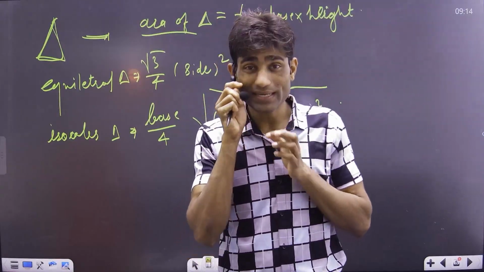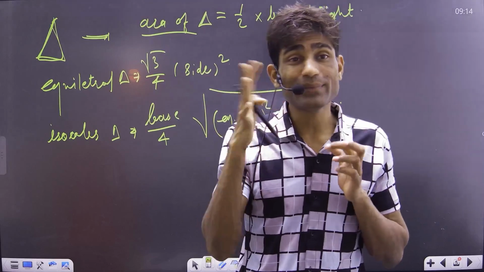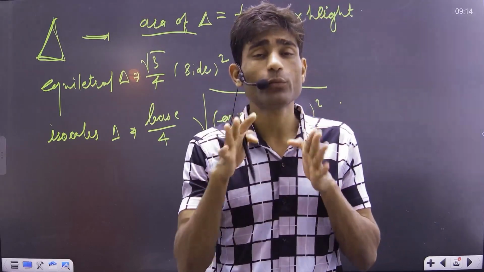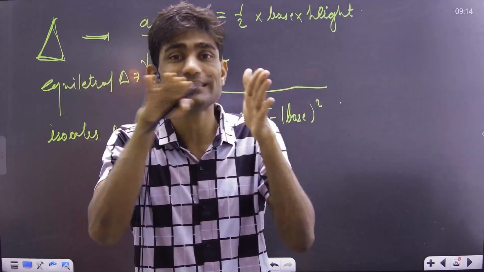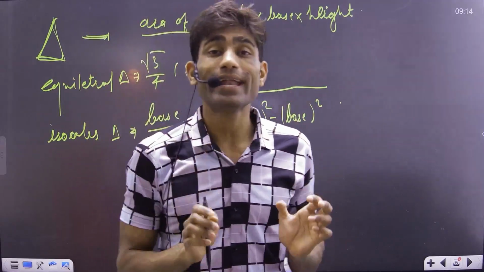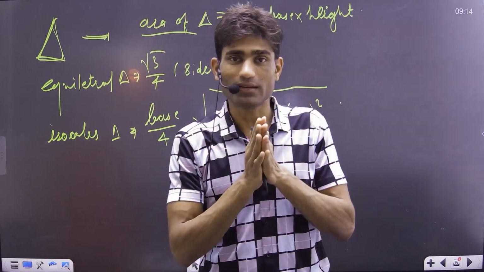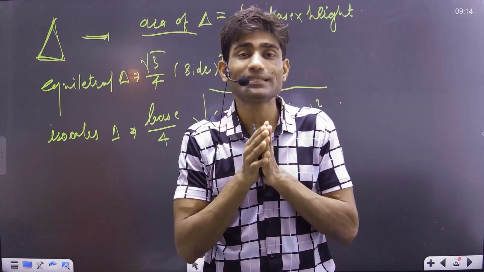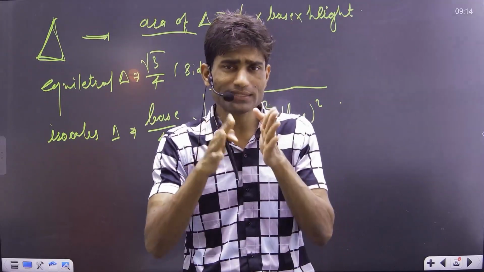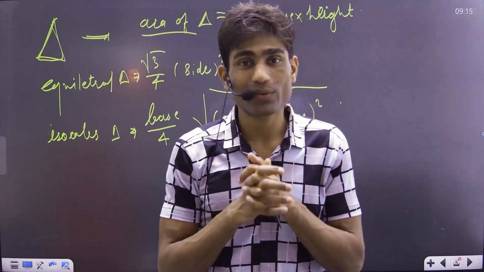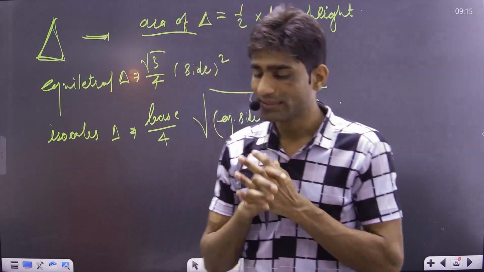Okay, the area of a semicircle means if we cut a circle into two equal parts, we get a semicircle. The area of a semicircle means half the area of a circle, which is 1/2 pi r square. This is the area of a semicircle.